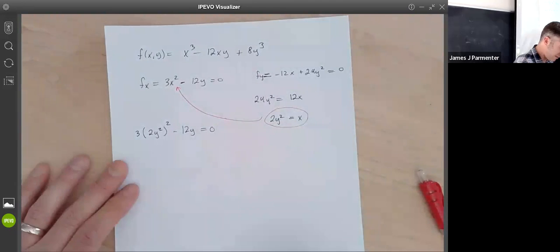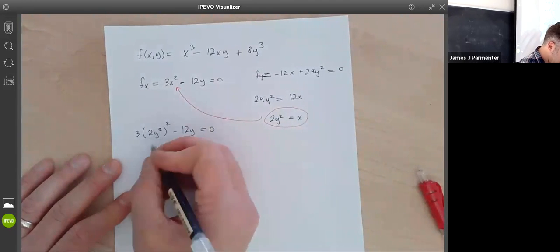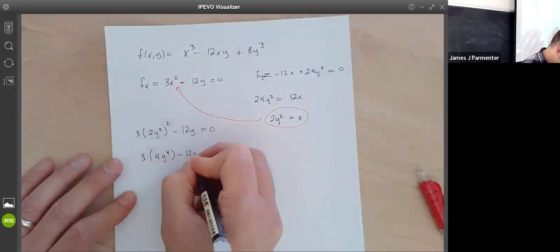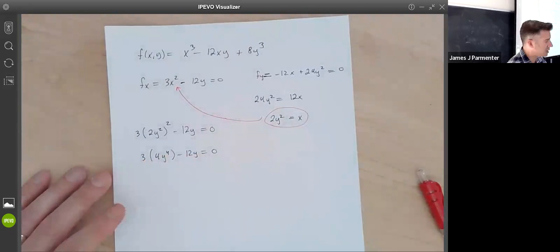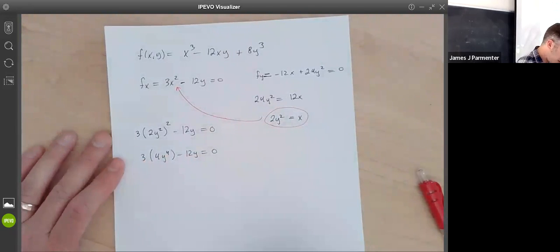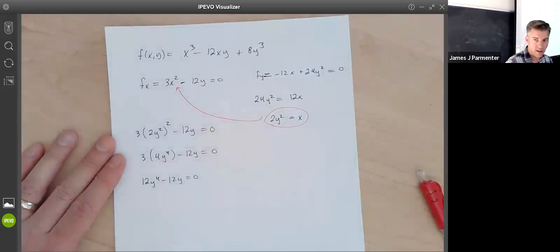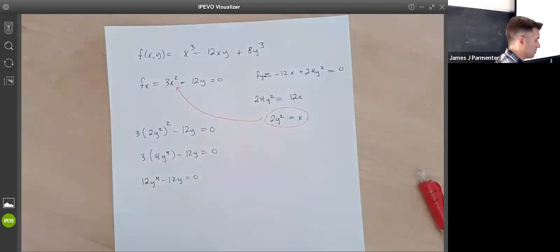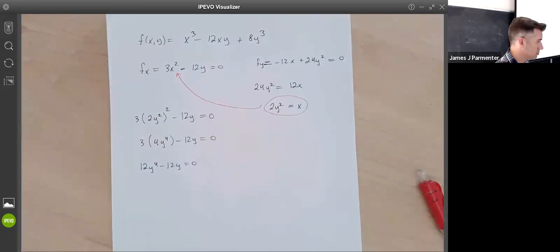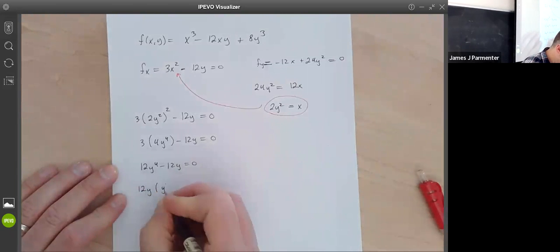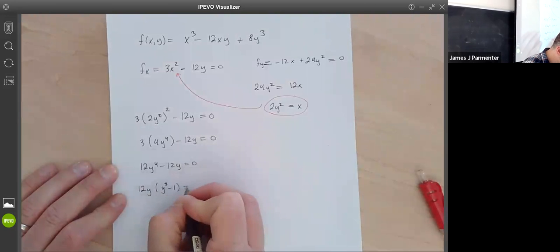All right, I'm going to simplify. Let's see. 2y squared squared is going to be 4y to the 4th minus 12y equal to 0. I should say 3 times 4y to the 4th minus 12y equals 0. And then I'm going to have 12y to the 4th minus 12y equal to 0. What can I factor out? The y definitely. What else could I factor out? Yeah, the 12 is not so important, but we might as well. The y definitely though. So I'm left with y cubed minus 1.